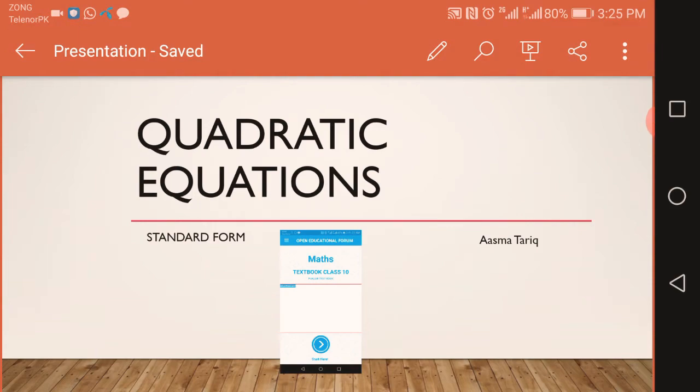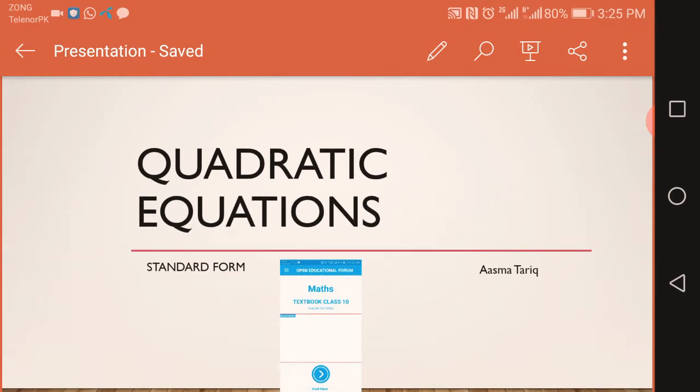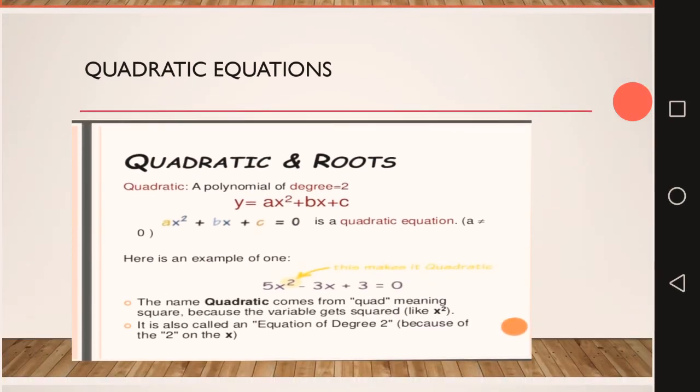Today we are going to start our first lesson of mathematics for class 10th, and our first topic is quadratic equations. You already know about equations. So, what are quadratic equations?